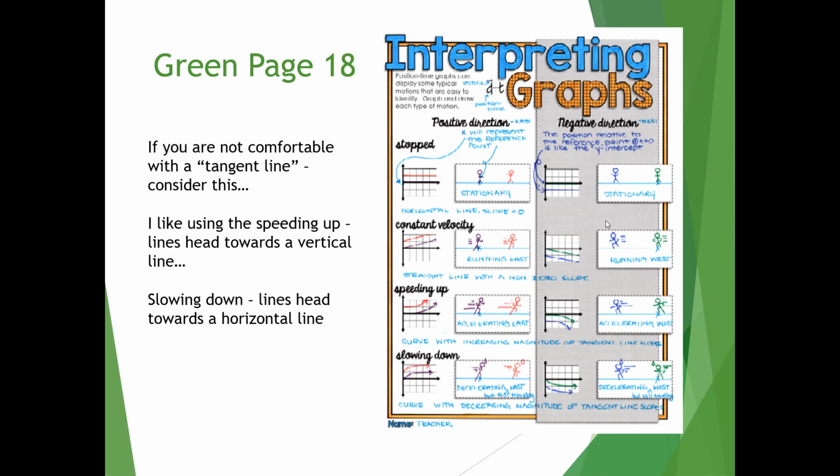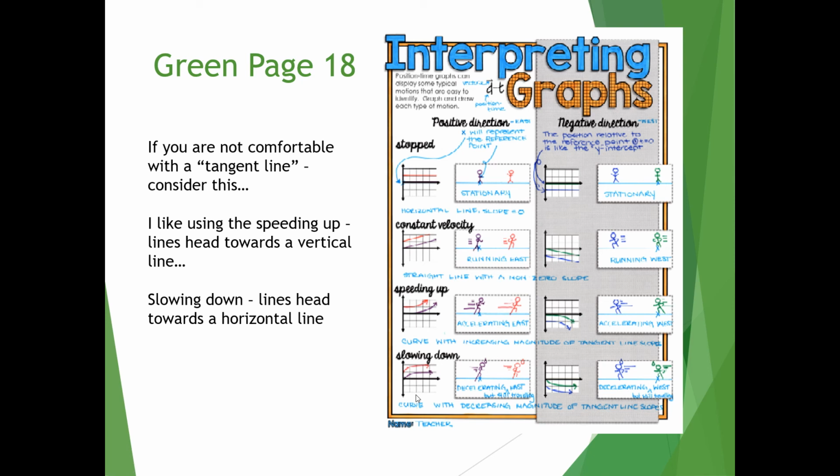So if you're not comfortable with the word tangent line, you don't really need to use that. I like the idea of speeding up and lines heading towards a vertical line, because many students in this sophomore class have not talked a lot about tangents and may not be very comfortable about it. And I like slowing down that they're heading towards a horizontal line, because if we recognize that a horizontal line means that they're not moving, slowing down, meaning that they're heading towards not moving, kind of makes sense.